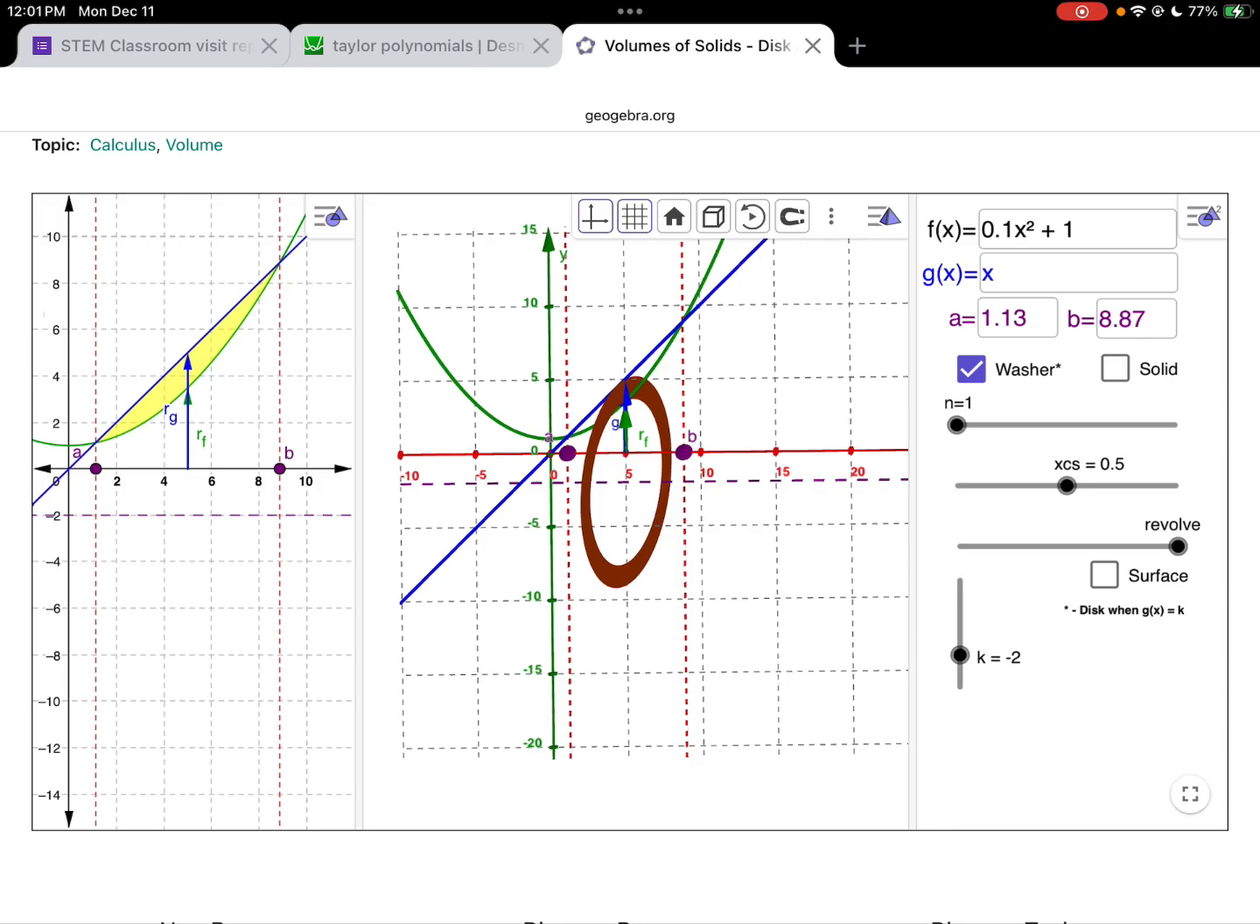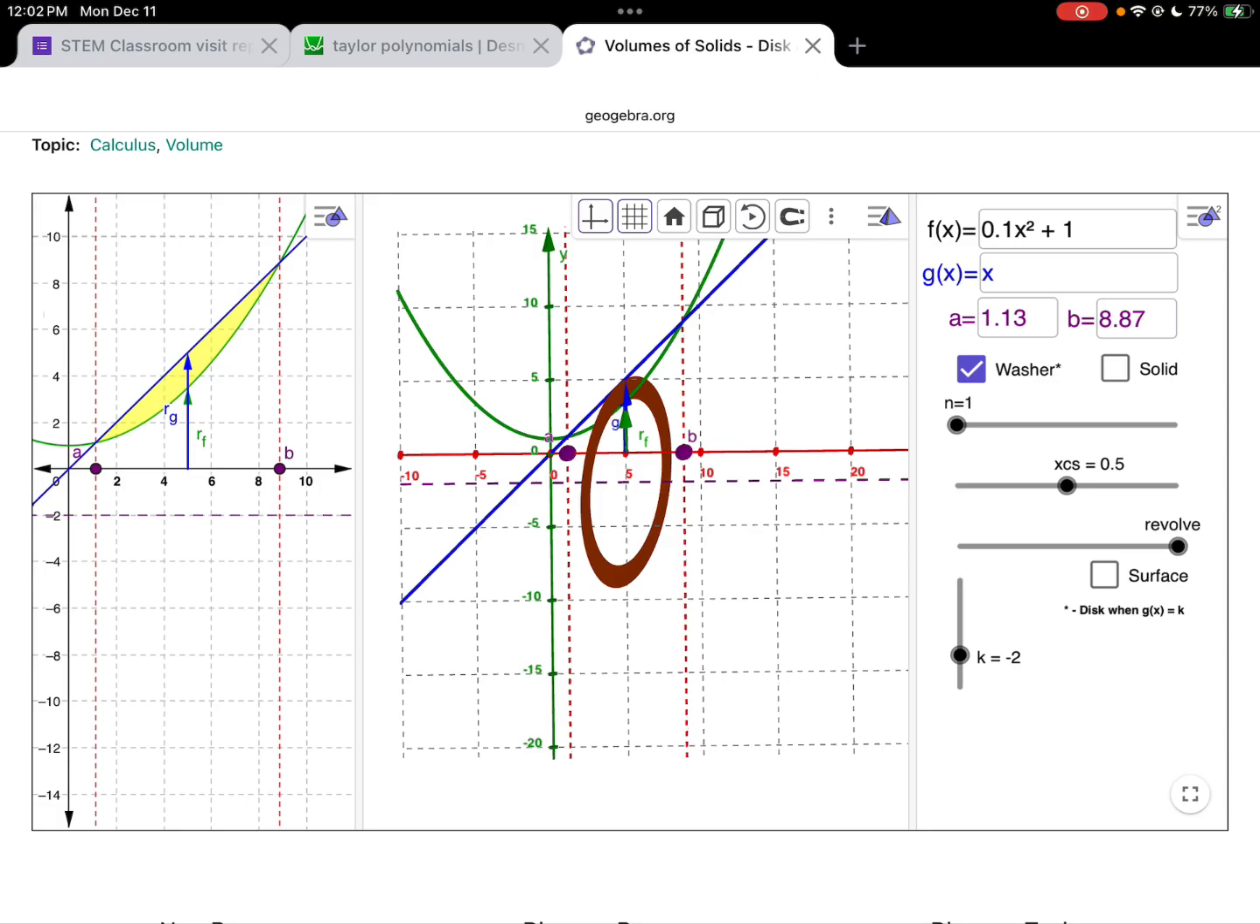Then I need to figure out my inner radius. My inner radius is going to start at the line of the axis of rotation, which is at y equals -2. And then I'm going to go to the green line, this area here. The length of that radius is going to be the height of the curve.